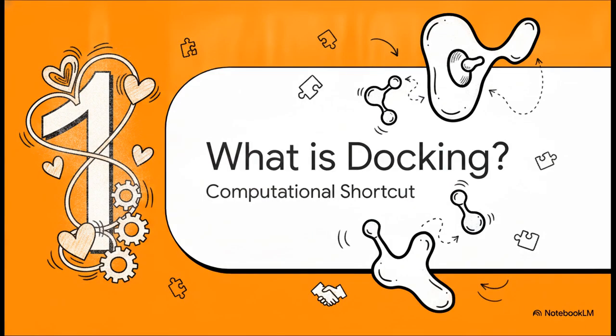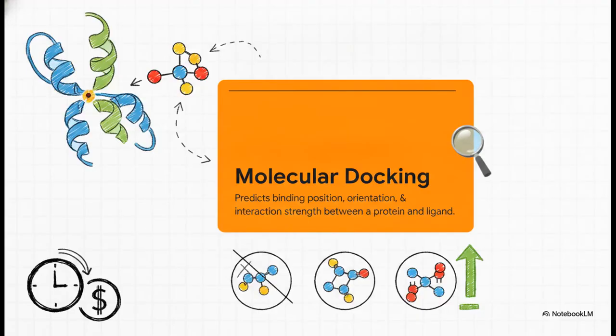What is molecular docking? The computational shortcut. At its core, molecular docking is a computer-based simulation that predicts the preferred orientation of a molecule when it forms a stable complex with another. You see, it's not just about whether they fit together, it's about exactly how they fit. The software predicts the best binding position, which we often call the pose, as well as the orientation and the affinity, or the interaction strength.